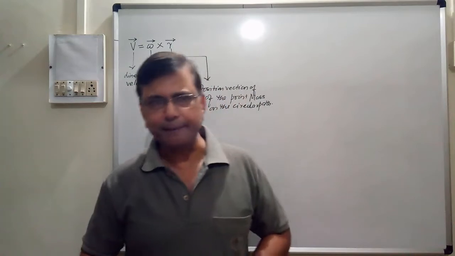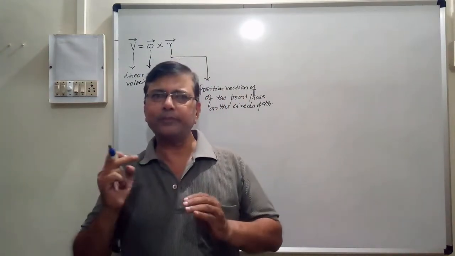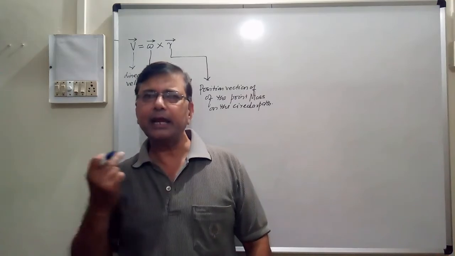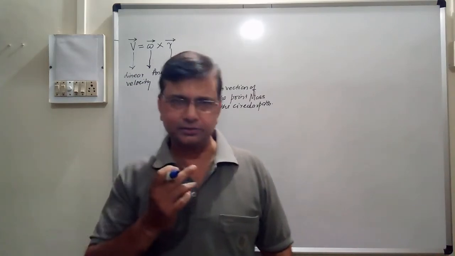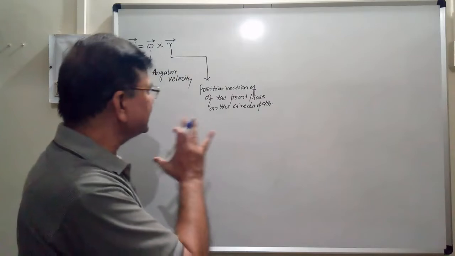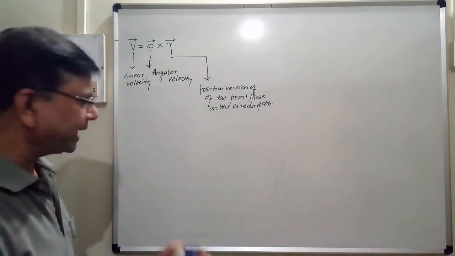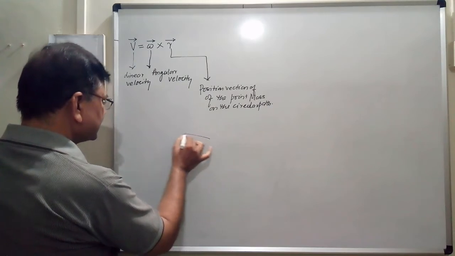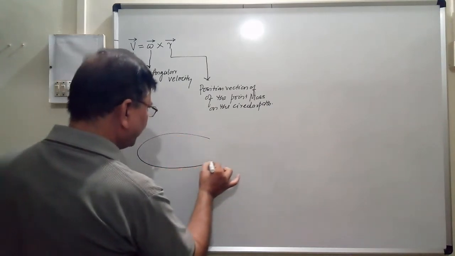This relation, how is it being established? What I want to say is that when an object or point mass is revolving along the circular path, how is this relation being established? We will look at this. Suppose this is a circular path of the point mass.